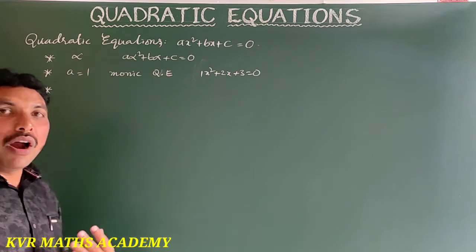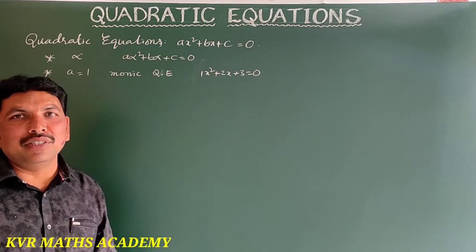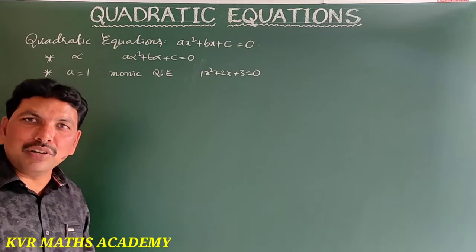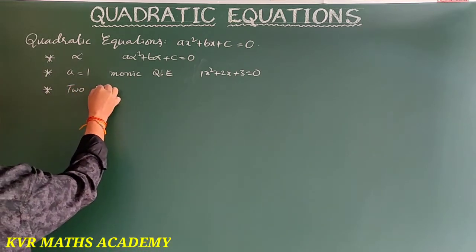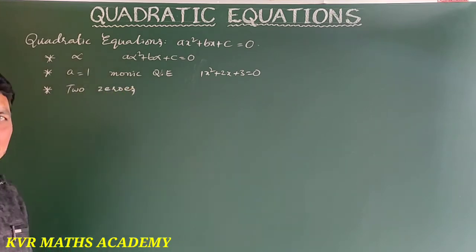Next, a quadratic equation has at most two zeros or two roots. It has only two zeros, not more than two zeros.